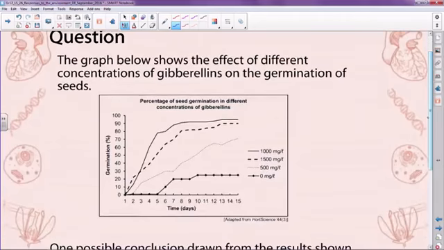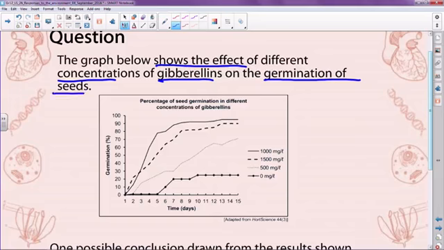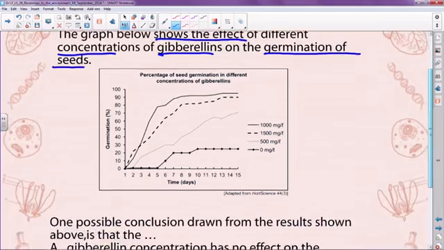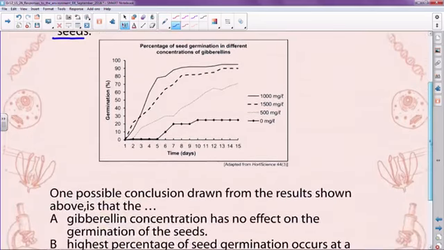Now, here we go. We're going to start off with a couple of questions because I know we always do questions and we need to know these things. So here we go. The graph below shows the effects of different concentrations of gibberellins on the germination of seeds. So there we go. Let's have a look at what we have here.